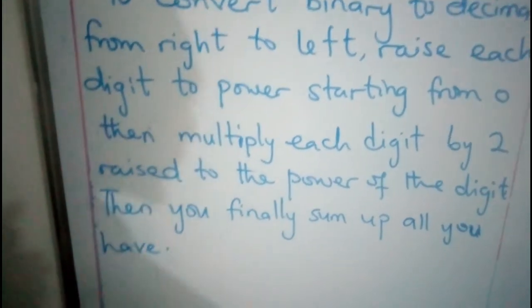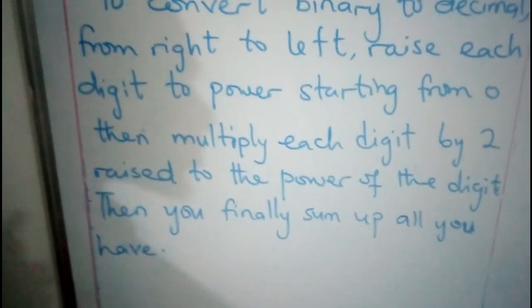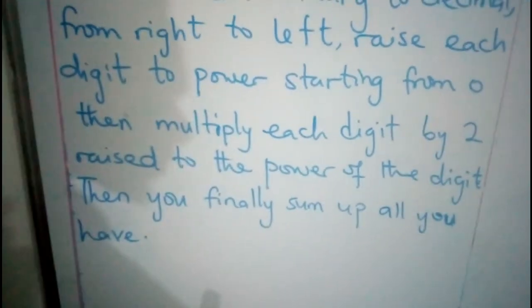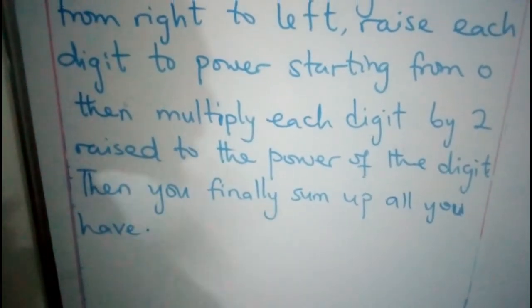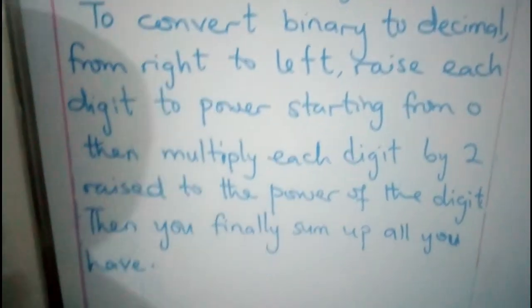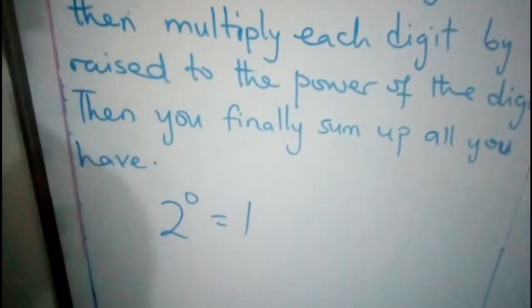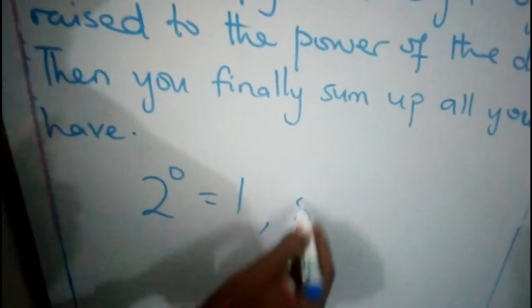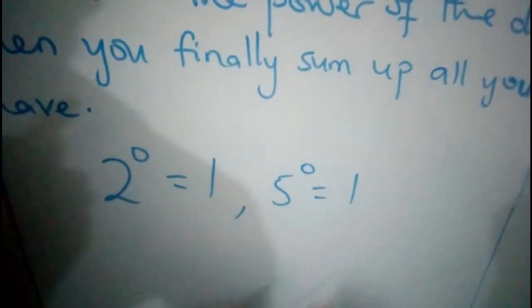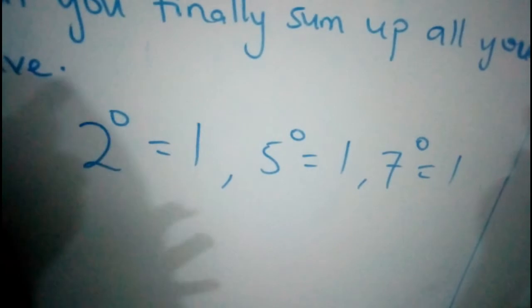For example, the first thing I want you to know is this. Any number raised to the power of 0 gives you 1. Take note of that. Any number at all raised to the power of 0 gives you 1. For example, when you have 2 raised to the power 0, the answer must be what? 1. It doesn't matter if it's 5 raised to the power 0, the answer is what? 1. It doesn't matter if it's 7. So any number at all raised to the power of 0 gives you 1.